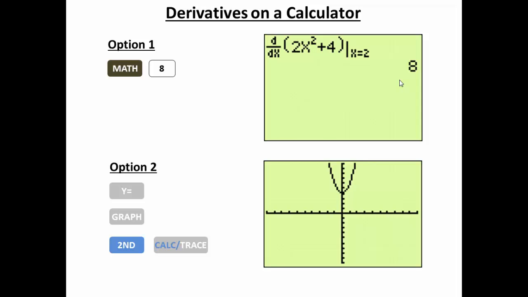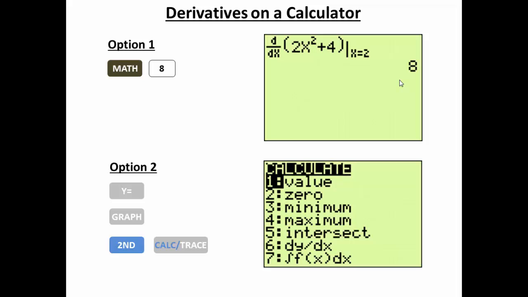And then hit second and then the calc or calculate menu. It's the same button as the trace button. When you hit second calc, you're going to see this menu of options. You've hopefully used this before for finding zeros, minimums, and maximums, maybe even some intersections now and again. But now we're ready to get to option 6, dy/dx. That's our derivative. And then later on in your calculus course, we'll get to integrals. But right now, we're going to select option 6.